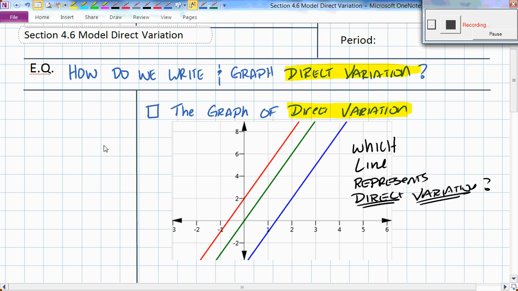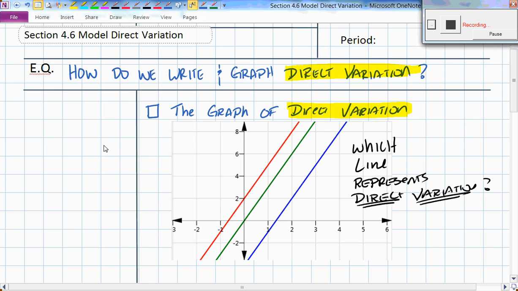Okay, so we're in section 4.6. We're talking about modeling direct variation, and many of you are already on top of it and have an idea. So I have three graphs presented for you. I have a red graph, a green graph, and a blue graph. The question is, which line represents direct variation? So let's talk about this.